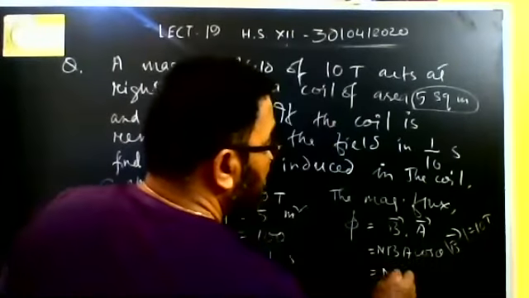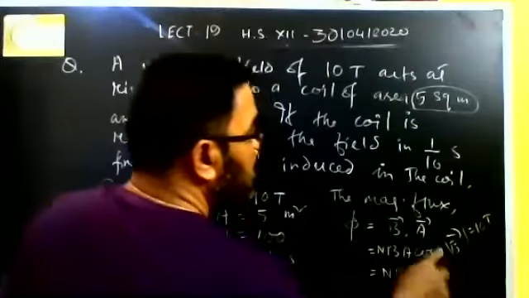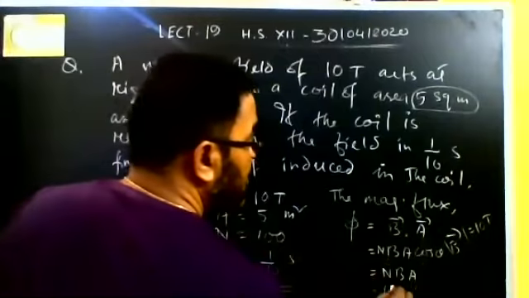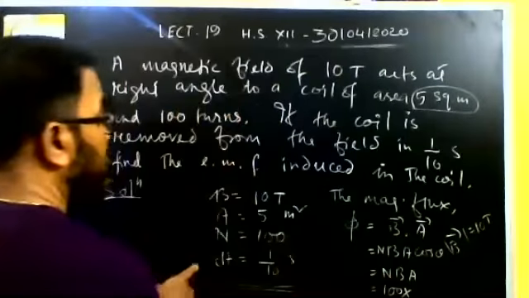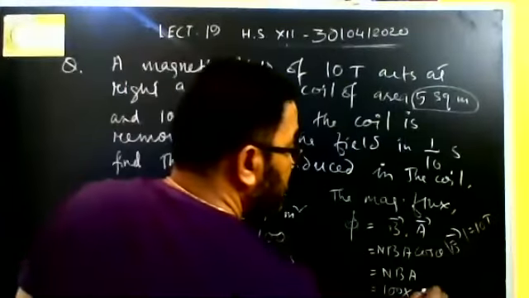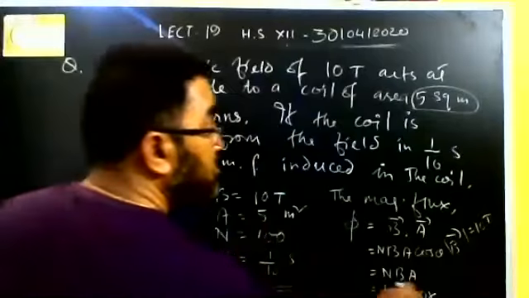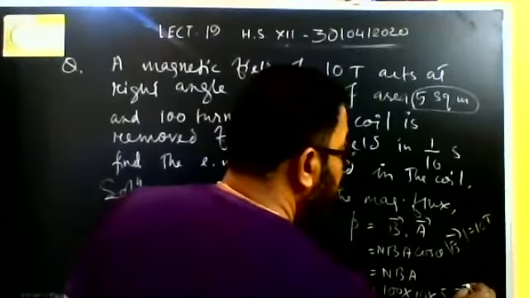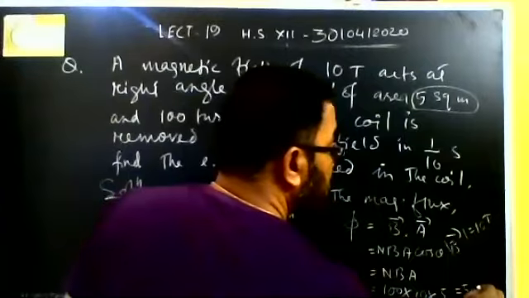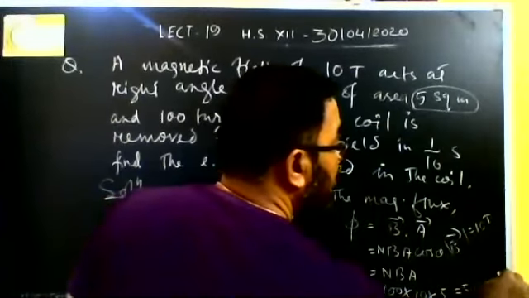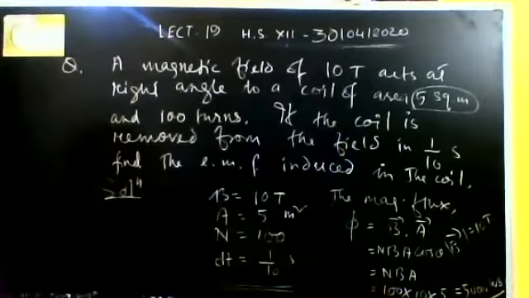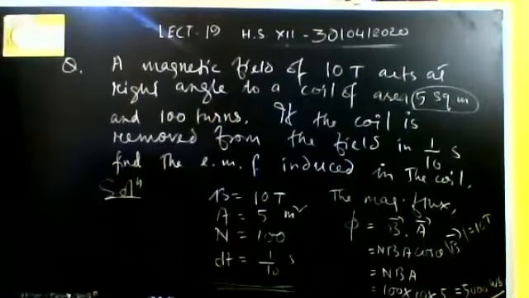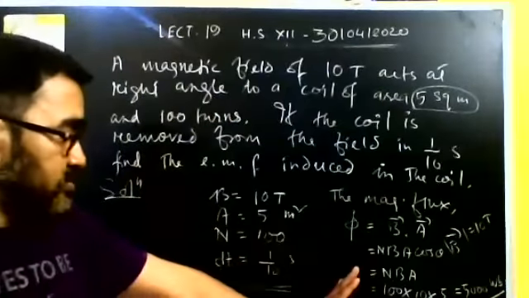So N B A times 1. N is given as 100, B is 10 Tesla, A is 5 meters square. So this is 5,000 Weber. The unit of magnetic flux is Weber, 5,000 Weber. So this is the first part.